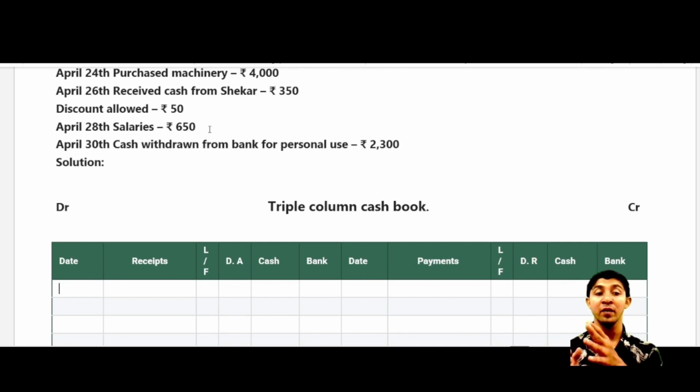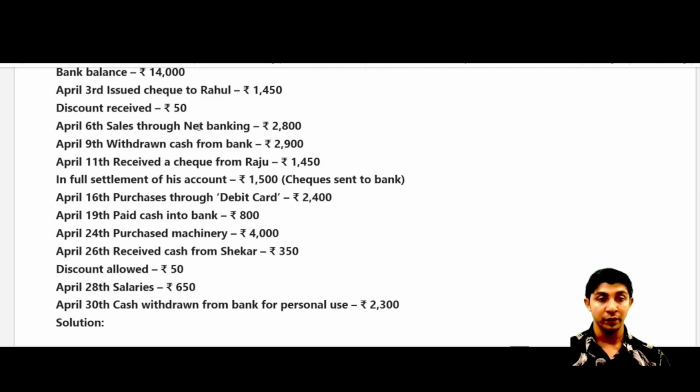Directly after reading this, we'll move towards the debit side and we'll write the date 1st April 2019, and in the receipt we will write to balance brought down. What is the amount? Cash balance is 8,000 and bank balance is rupees 14,000. Done. Now let us move towards our next transaction, that is on 3rd April.